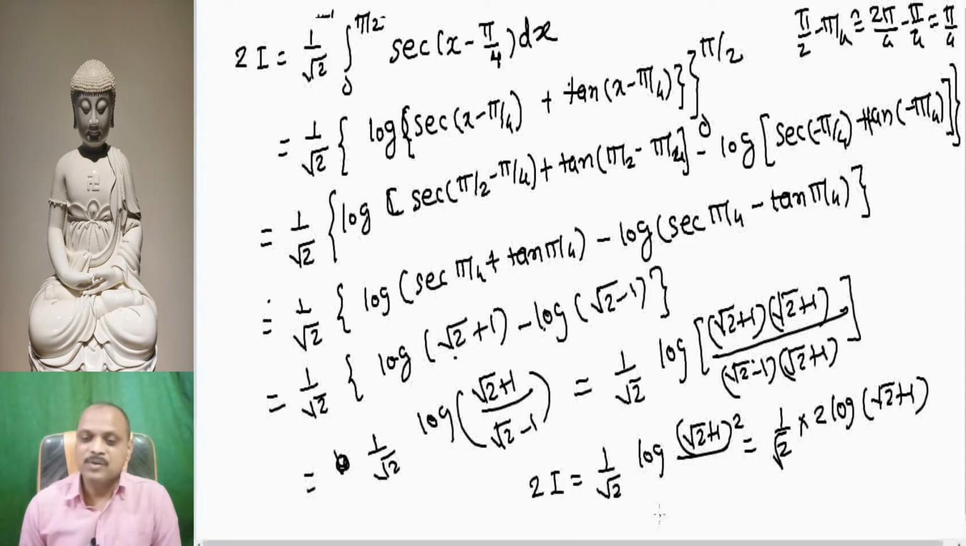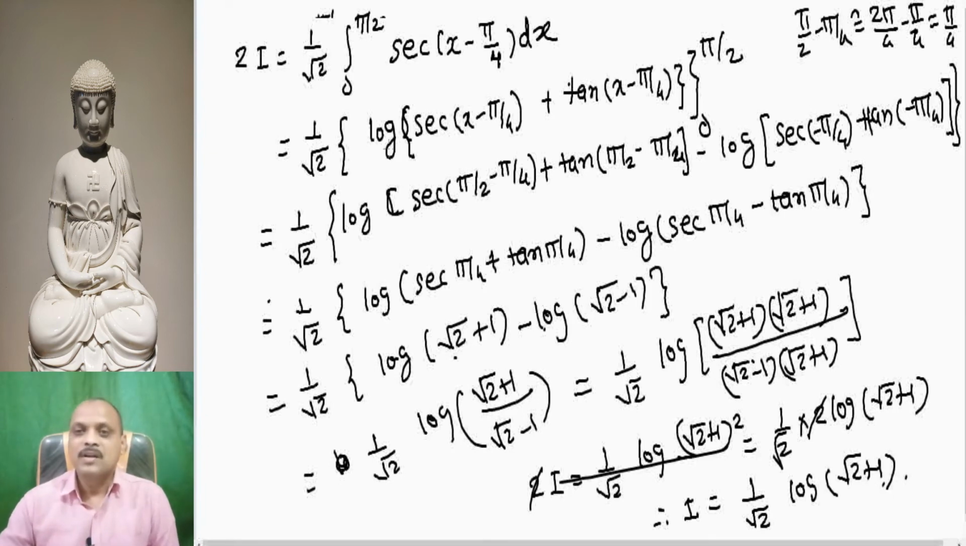This is the value of 2I, so therefore I equal to, and this 2 will get cancelled, and we have under root of 2 into log of under root of 2 plus 1. Hence we have a solution which is by applying the fourth property of definite integral.